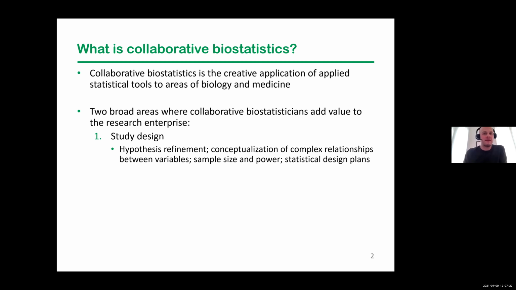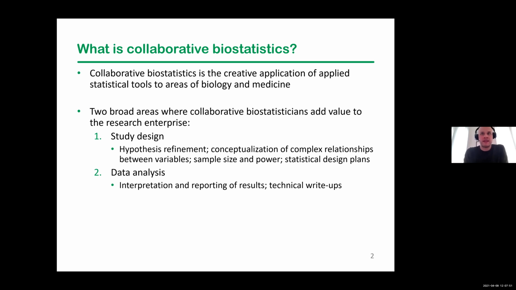And when I say study design, it can be lots of things. It can be hypothesis refinement. It can be conceptualization of the complex relationships between your variables. It could be sample size. It can be, is it prospective? Is it retrospective? Is it cross-sectional, longitudinal? How can we best answer your question given the data that you can reasonably collect? So we can hopefully inform you of that early on in your studies. And that's why we hope that you come to us as soon as possible.